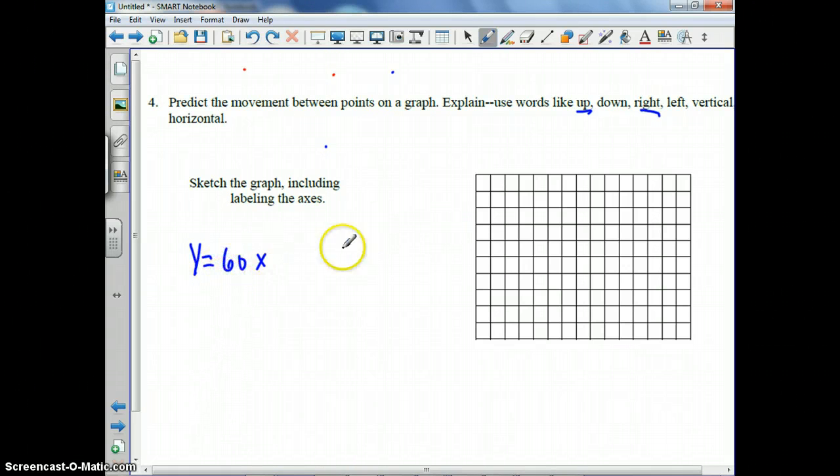Before we can make our line, we need a table. So what I'm going to do is an x and a y. Here, let's just do it this way.